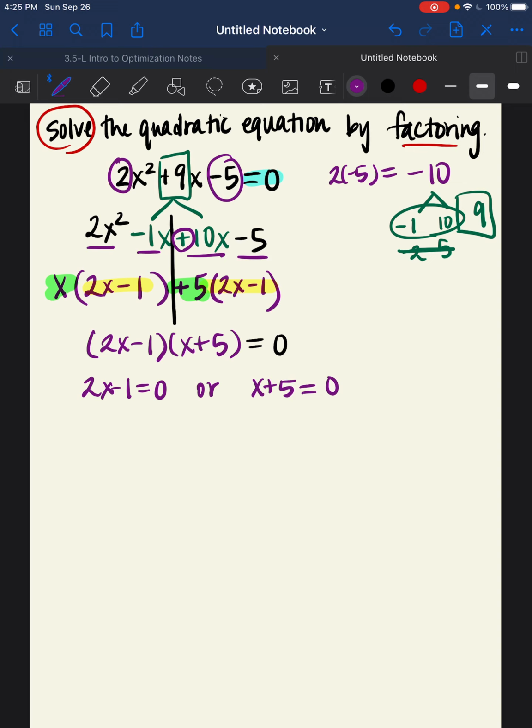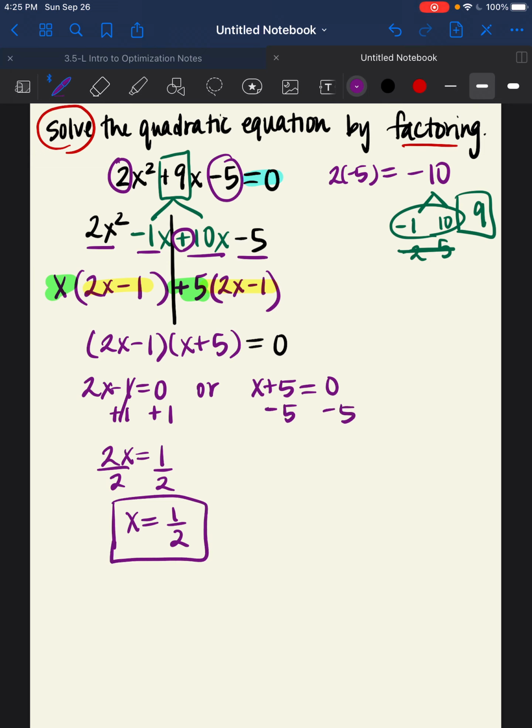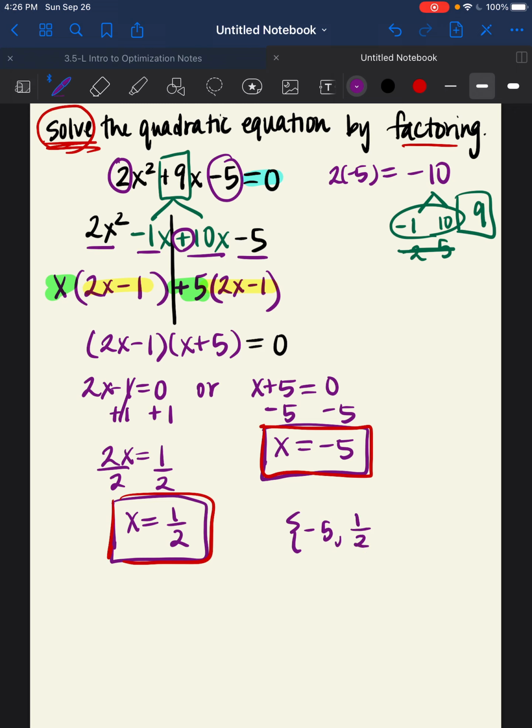Now we have two linear equations that we need to solve for x by isolating the x. So over here I would add 1 to each side and then divide by 2, leaving me with x equals 1/2. On the other side it's a one-step equation, so I have x equals -5 as my other solution. Anytime you are solving an equation, your goal is to get x equals, which is what we have right here. And so our two solutions are -5 and 1/2.